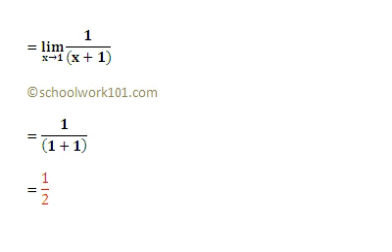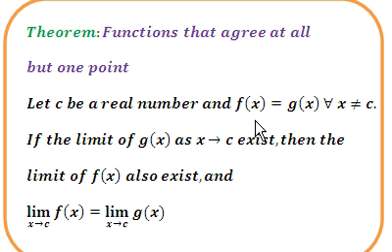Let's go back to the theorem. So our first function, which we say here in this theorem, is equal to the second function for all x except where x is not equal to C. And we say if the limit of g of x as x approaches C exists, then the limit of f of x also exists.